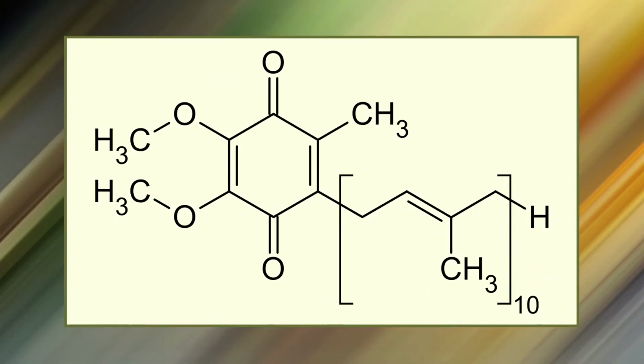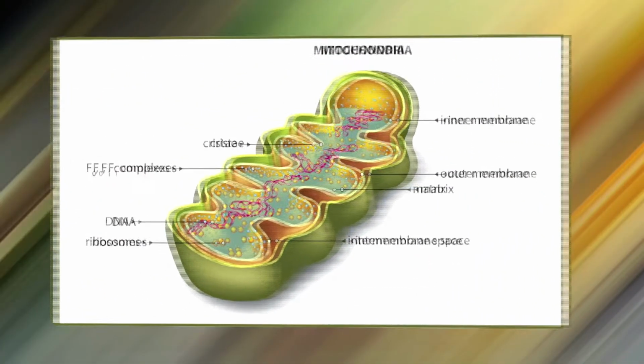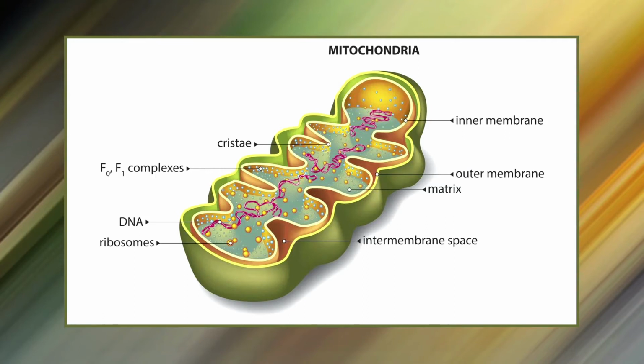Ubiquinone. Ubiquinone or coenzyme Q transfers electrons in the respiratory chain. In addition to the quinone ring, it contains an isoprenoid chain that holds ubiquinone in the inner mitochondrial membrane, where it's freely mobile.